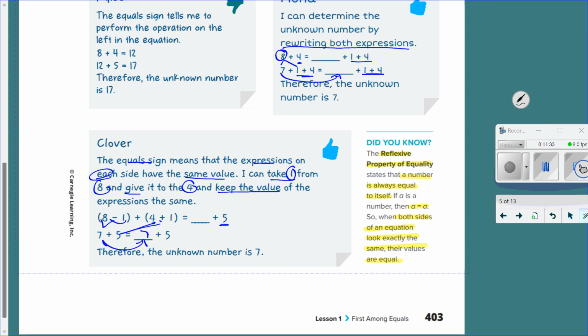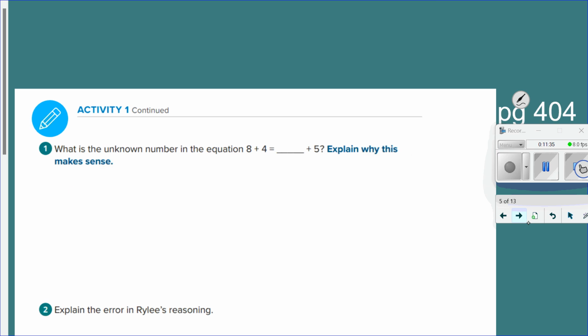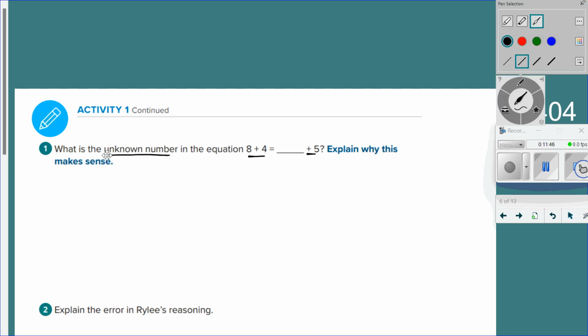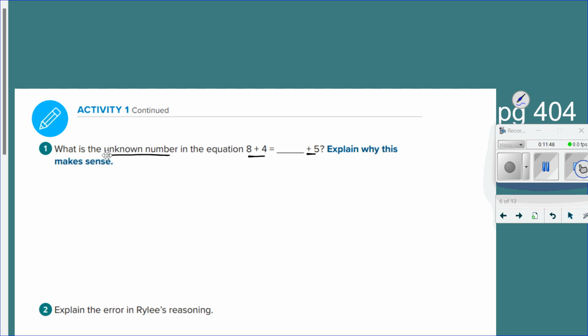Let's go to our next page. So on this one, what is the unknown number in the equation 8 plus 4 equals something plus 5? 7. What did we just determine? 7. How do we get there? I know. We do a clever there. We just took 1 from 8 to make 7, and 4 to 5.